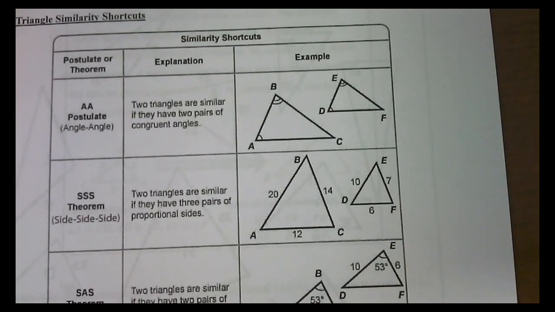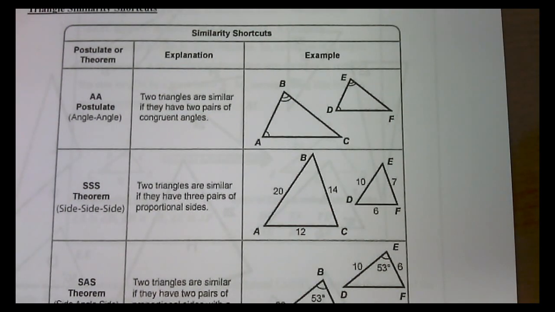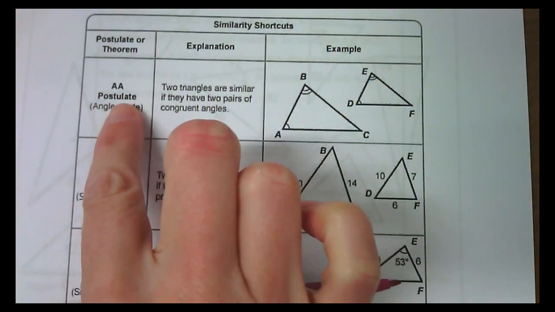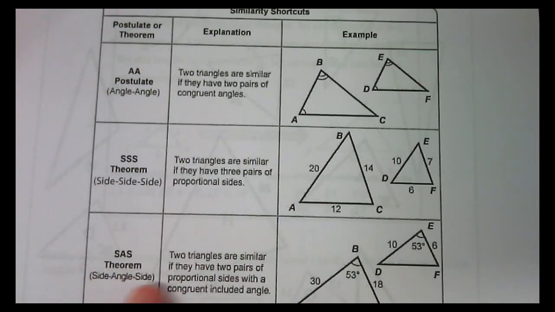All right, today we're going to talk about similarity shortcuts. When you took geometry, you talked about all of these shortcuts before. There are 3 similarity shortcuts that we're going to talk about. We have angle, angle, side, side, side, and side, angle, side.